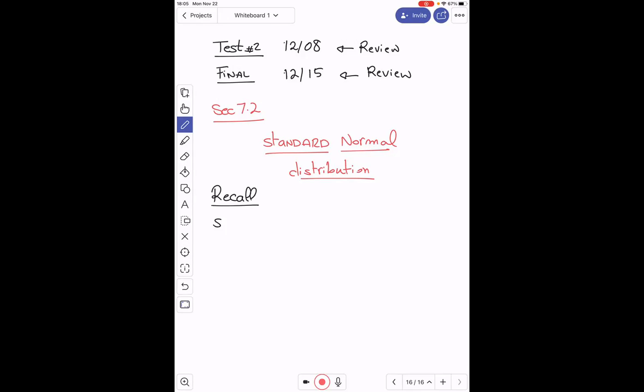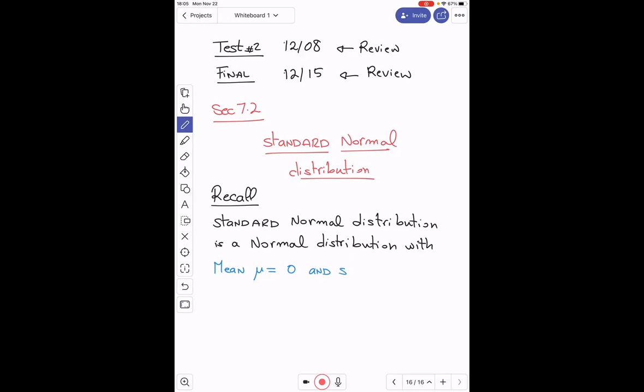So we said a standard normal distribution is a normal distribution with mean mu equal to 0, and standard deviation sigma equal to 1. So the idea is the following, guys.